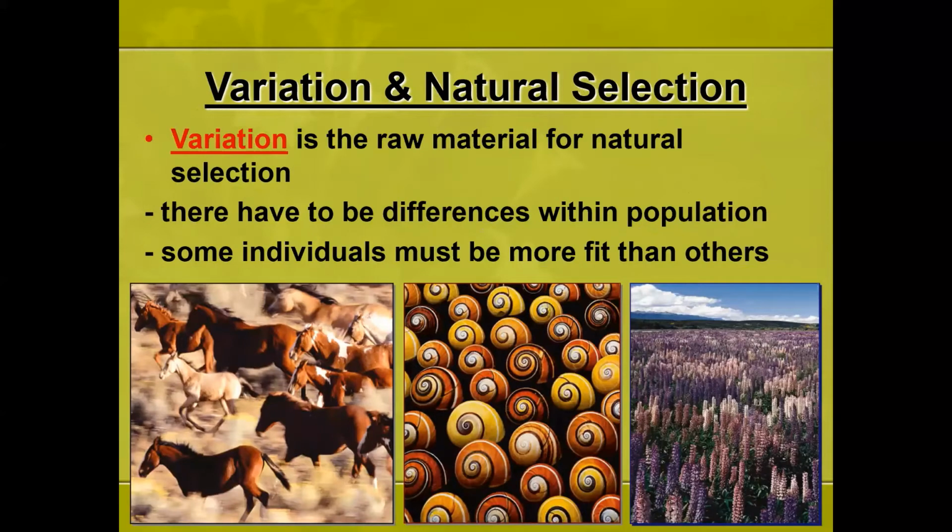Now, let's look at what we call variation and natural selection. Guys, variation is the raw material for natural selection. Natural selection cannot work if there's no variation. Variation is just the differences we see in a population. This is something Darwin noticed whenever he studied any kind of population in his travels, like a population of iguanas, turtles, dolphins, finches. He always noticed variations. There are always differences in a population. So there has to be differences within the population, and some individuals are going to be more fit than others.